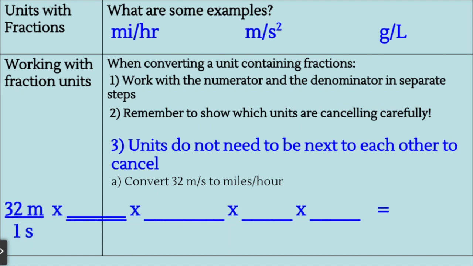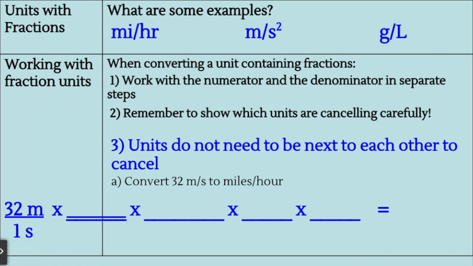So for our first example, we're going to try to convert 32 meters per second into miles per hour. So to do that, I've went ahead and I've set up my conversion down below. I have 32 meters over 1 second, because technically 32 is over 1. And if I put the 1 here, it makes it easier to see. I have meters on top, seconds on the bottom.